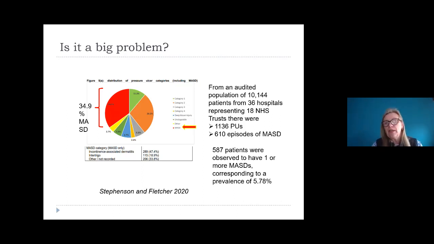So when we did a previous audit in hospitals, and this is just acute data, we looked at over 10,000 patients in 36 different hospitals. And you can see there is a very high number of patients with moisture-associated skin damage. It's not as many as pressure ulcers in this case, it's just over half. But we also know that more of them have more than one episode of moisture-associated skin damage. The most common of them is incontinence-associated dermatitis, but we do see the other types of MASD reported as well.